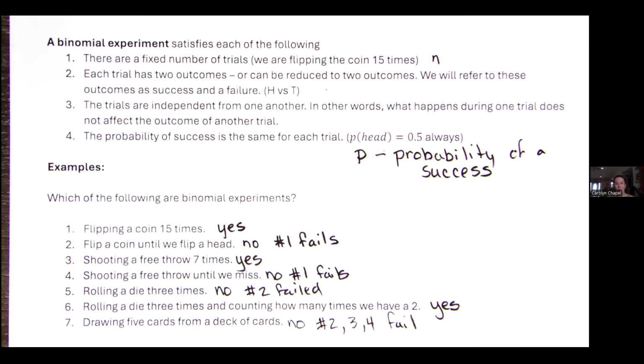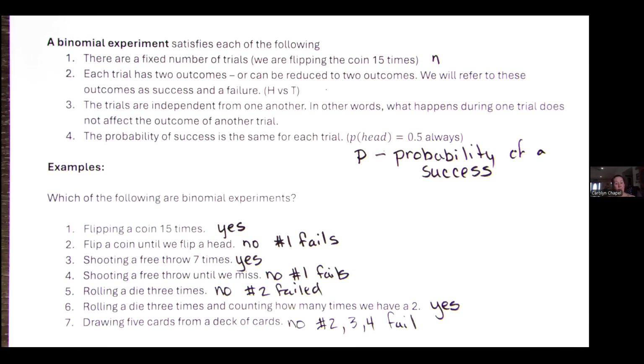Basically whatever our success rate happens to be. So maybe a person has an 85% free throw shooting success rate. That can also change a little bit, but in this class we will assume that it is a binomial. Shooting a free throw until we miss fails number one, because the miss might happen on the first one, might happen on the third one. We don't know what the number of trials is. We have to know how many trials we are doing for this to work.